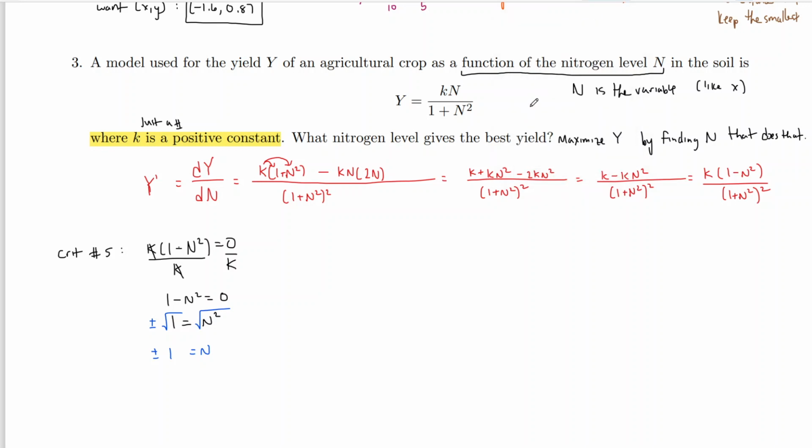Now if you're like me, you don't know a lot about nitrogen, but what you could reasonably understand is that the amount of nitrogen cannot be negative, right? You can't have negative nitrogen in soil, so negative n does not make sense. It must be at least positive. We cannot have negative nitrogen.